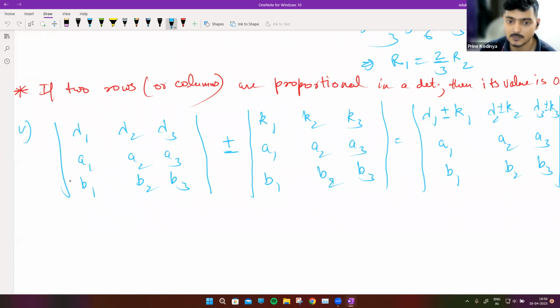This is lambda 1, lambda 2, lambda 3, A1, A2, A3, then B1, B2, B3. We are adding or subtracting with another determinant, then the first rule is we can only add or subtract if two rows or two columns are the same. It can be any column, it can be any row, but two rows or two columns must be the same. And then whatever is the same, you take that as it is, and whatever is different, you perform the operation on that row or column. Right? So, did you understand it?